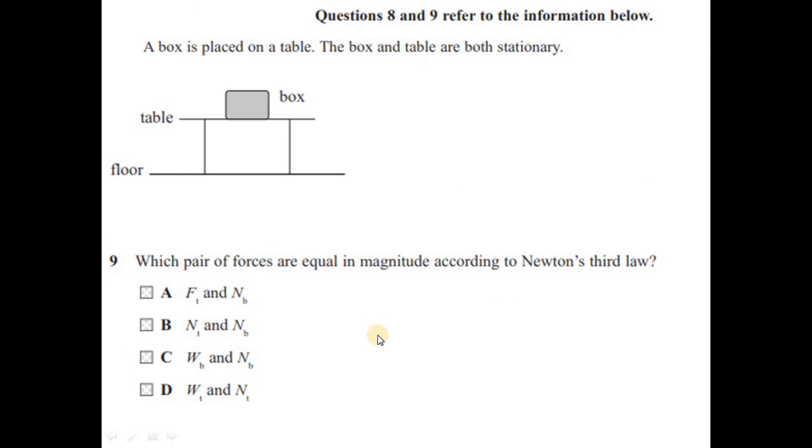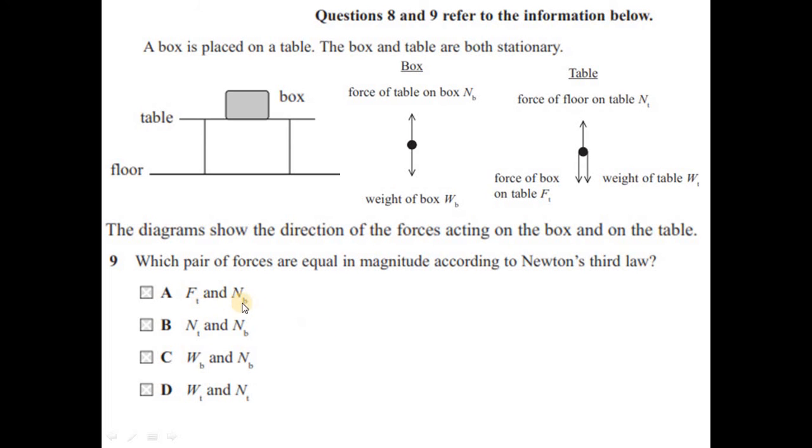Question number 9. Which pair of forces are equal in magnitude according to Newton's third law? I have already explained in the previous part. So this is the option A, Ft and Nb. You can see that Ft is the force of box on the table, and the other is the force of table on the box. So your option is A.